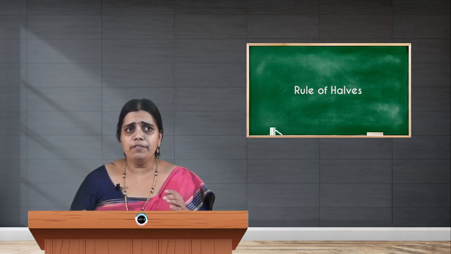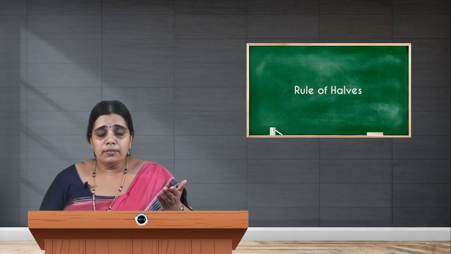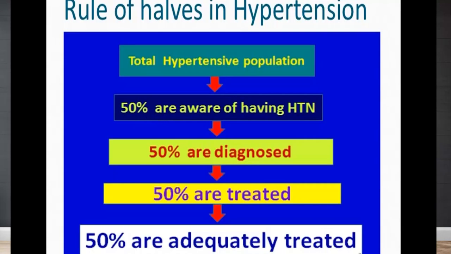So with this, to explain it, if there is total hypertensive population, removing the general community, 50% are aware that they have hypertension, and among those people only 50% are diagnosed with hypertension, among those only 50% are treated, and among those 50% who are treated, only 50% of them are adequately treated, and another 50% are not getting adequate treatment. So this is what is rule of halves in hypertension.